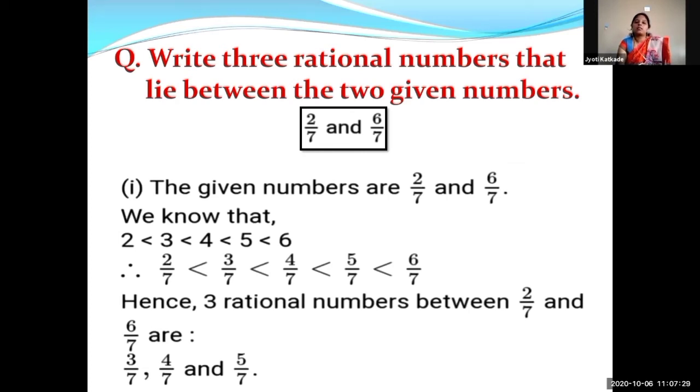Now, I think all of you understand it. We have to find numbers in between them. Numbers in between 2 and 6 are 3, 4 and 5. So we take the denominator 7. So take 2/7 and 6/7. The numbers in between these fractions are 3/7, 4/7 and 5/7. These 3 numbers are in between 2/7 and 6/7. Which one is our answer? Now all of you understand how to find the numbers in between rational numbers?